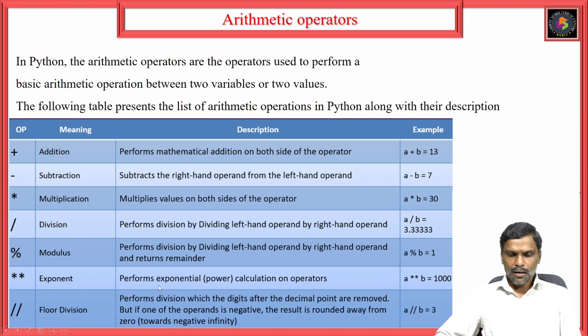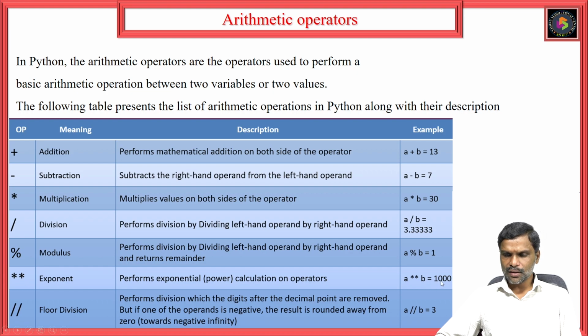Exponent. It performs the exponential, that is nothing but power calculation on the operands. A double asterisk symbol represents exponent. a is equal to 10 we have taken, b is equal to also 10, then exponent of 10, 10 into 10, how much?